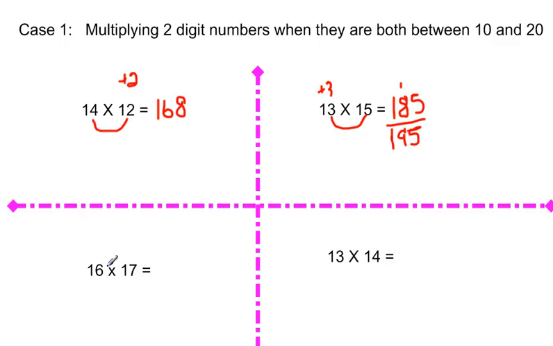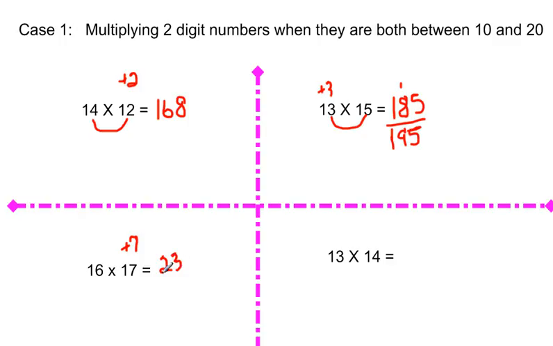For this case, I have 16 times 17. It doesn't matter which number I add, so I'm going to take the 7 from 17 because it's 7 units above 10. I'm going to add it to my 16 so that my first set of numbers is going to be 23.